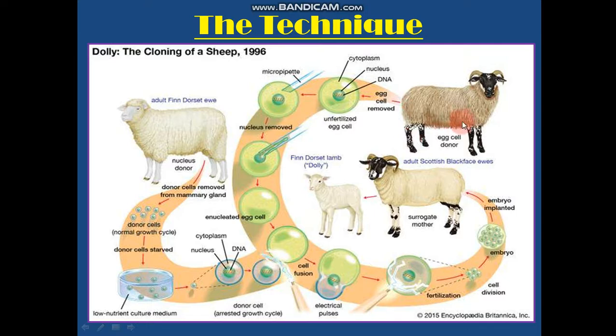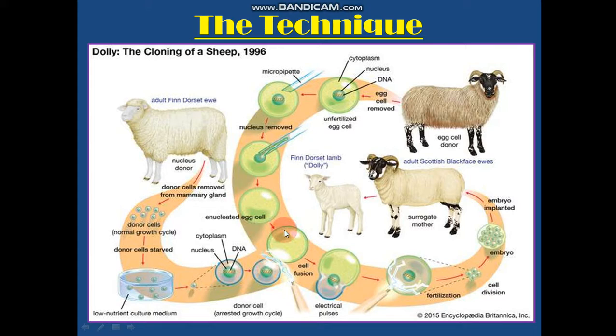Let us go to the other mother, that is the egg cell donor. An egg cell was taken from the other sheep, an adult Scottish black-faced ewe. The egg cells are unfertilized cells, so it was having cytoplasm as well as nucleus. With the help of a micropipette, the nucleus was removed, and now the cell is called enucleated. When the nucleus was removed, it was an enucleated cell.